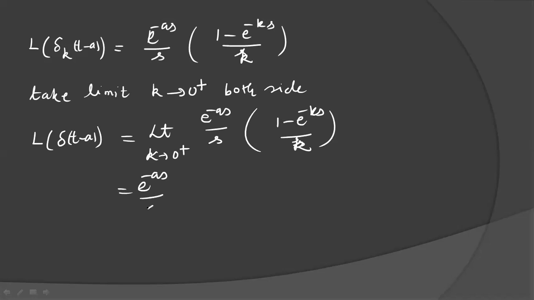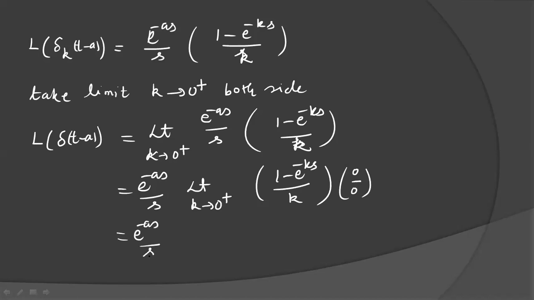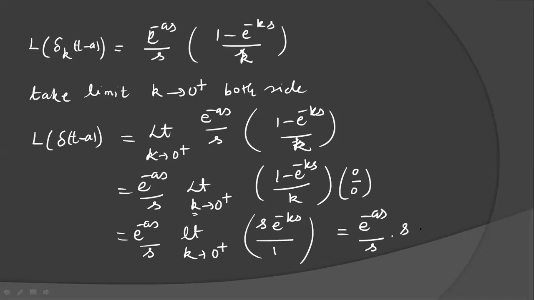So we have e to the power minus as over s times the limit k tending to 0 plus of (1 minus e to the power minus ks) over k. As k tends to 0, this is a 0 by 0 case, so we can apply L'Hospital's rule or the expansion method. Differentiating with respect to k, because k is the variable here, it becomes s times e to the power minus ks over 1. Now if k is tending to 0 plus, it becomes s, so the Laplace of the Dirac-Delta function with discontinuity at t equal to a is e to the power minus as.